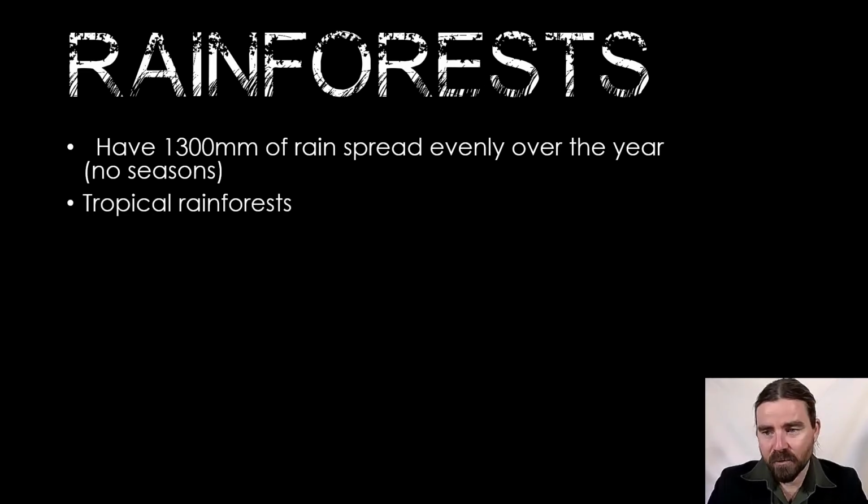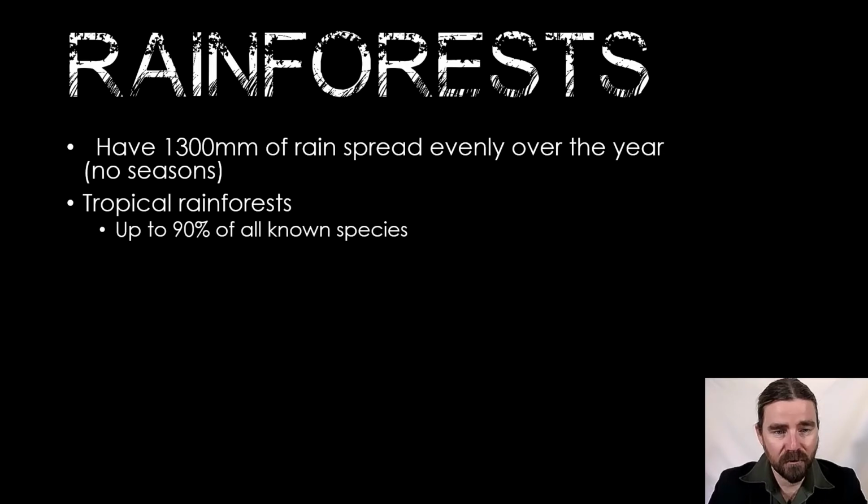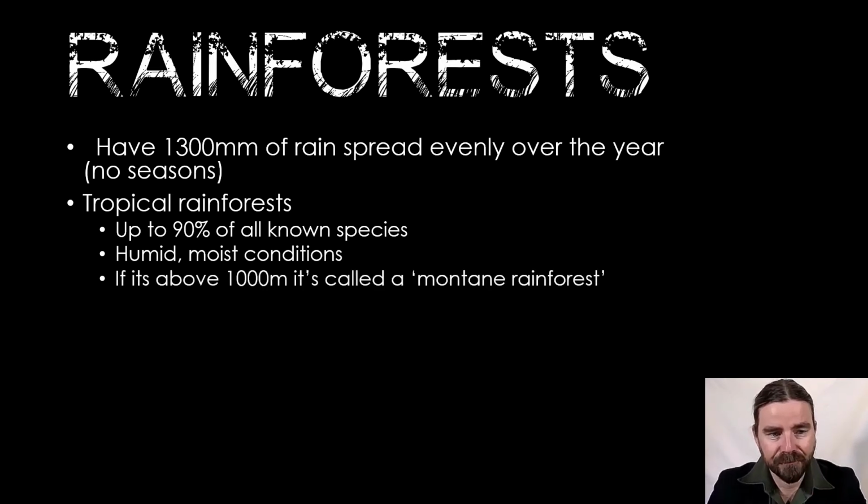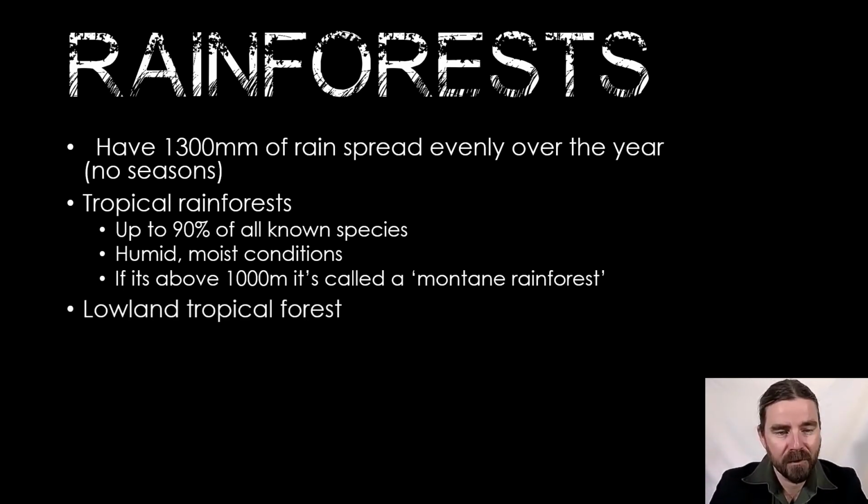There are three main types of rainforest: tropical, lowland tropical, and temperate. And we'll just quickly talk about all three of them. So tropical rainforest, up to 90% of all known life is found in tropical rainforests. It's very humid, so there's lots of moisture in the air. And if the tropical rainforest is more than 1,000 meters above sea level, it's called a montane rainforest, which is a weird word kind of meaning mountain.